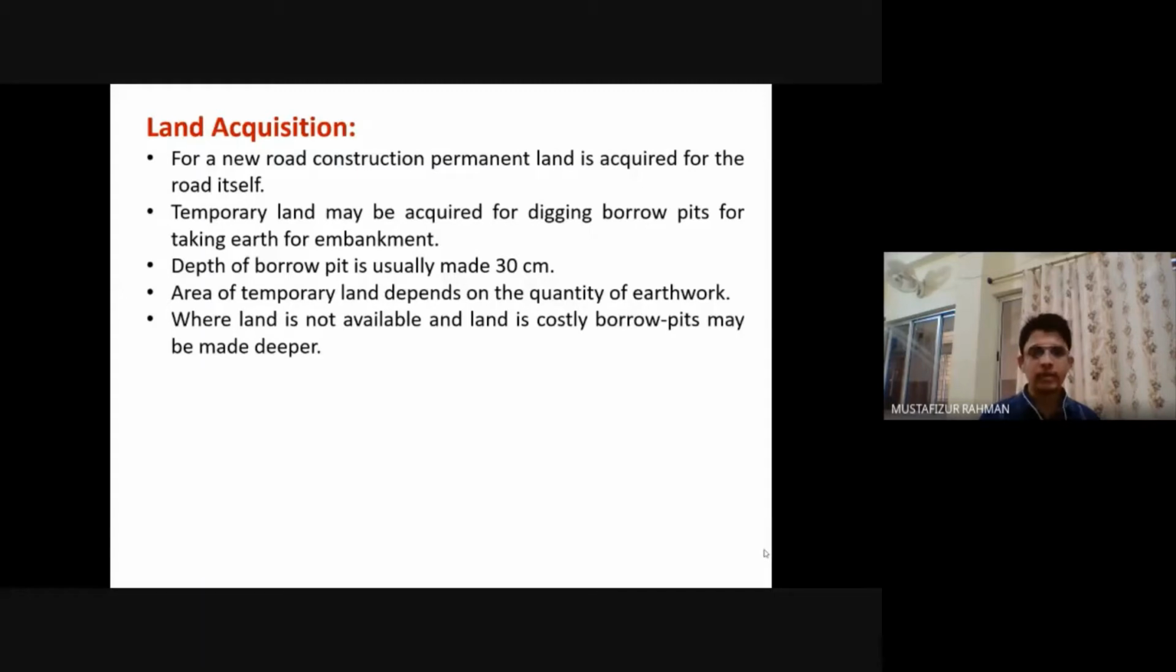And then we will have to make embankments on the road, right? Now for that, we will have to borrow some land from nearby areas so that we can have an embankment 1 meter high, 2 meter high, whatever is the requirement. So in case of land acquisition, there are two types of land acquisition.